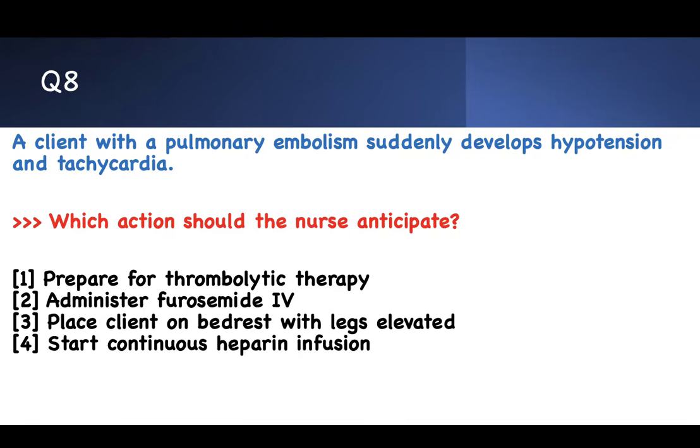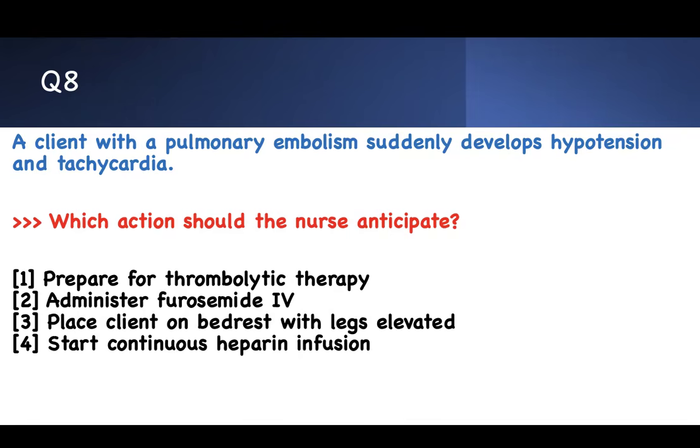Physiological adaptation is a life-threatening situation. The first thing to do is to save this patient. What do you think? Prepare for thrombolytic, give them furosemide, put them at bed rest, elevate their leg, or continuous heparin. Which one would you pick? Don't get trapped. Heparin is already past that stage.